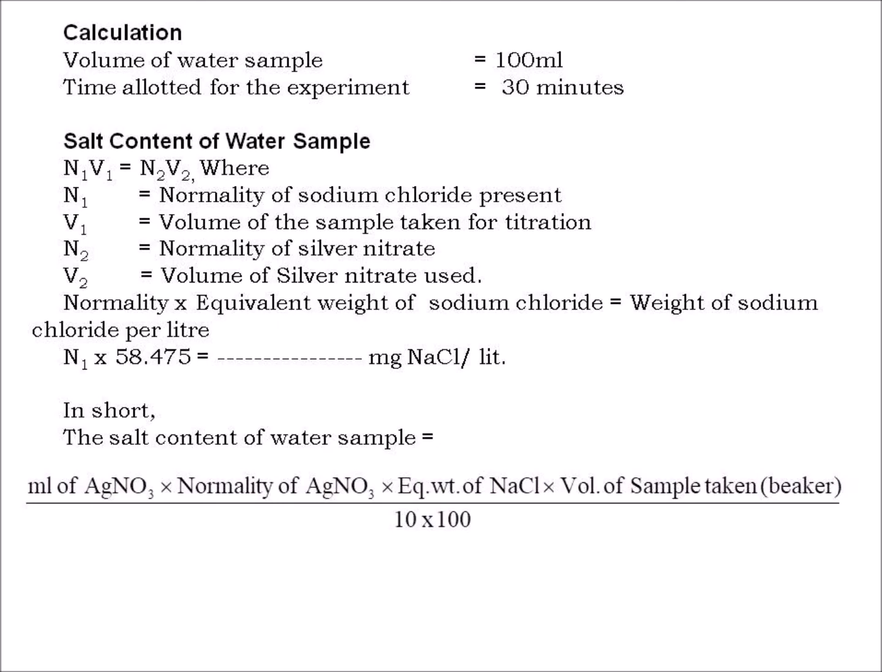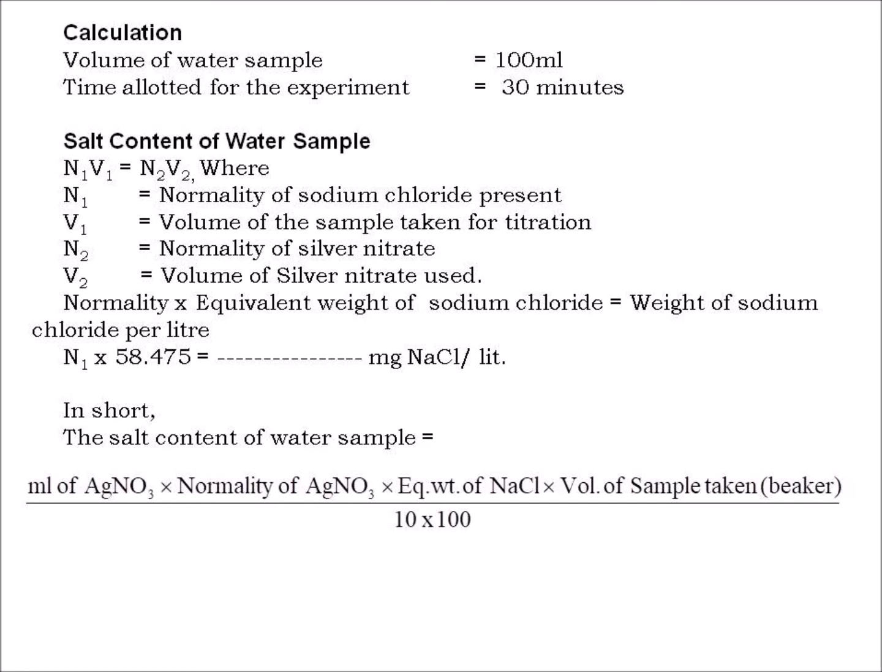To calculate, first we know the volume of water sample taken for introducing the animal is 100 ml. Time allotted for the experiment is 30 minutes. So here the normal titration procedure is used to calculate the normality of sodium chloride. That is N1 V1 is equal to N2 V2.